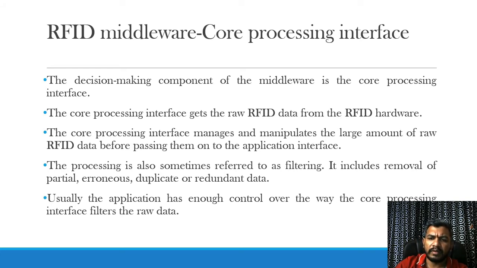The application server can be any server or processing unit which needs or operates with that data. This processing is also sometimes referred to as filtering. It helps to remove partial data, error data, duplicate data, or redundant data. All these operations are performed by the core processing interface. The application has enough control over the way the core processing interface filters the raw data. Based on the application's requirement, the core processing interface works and provides the appropriate data to the application server.